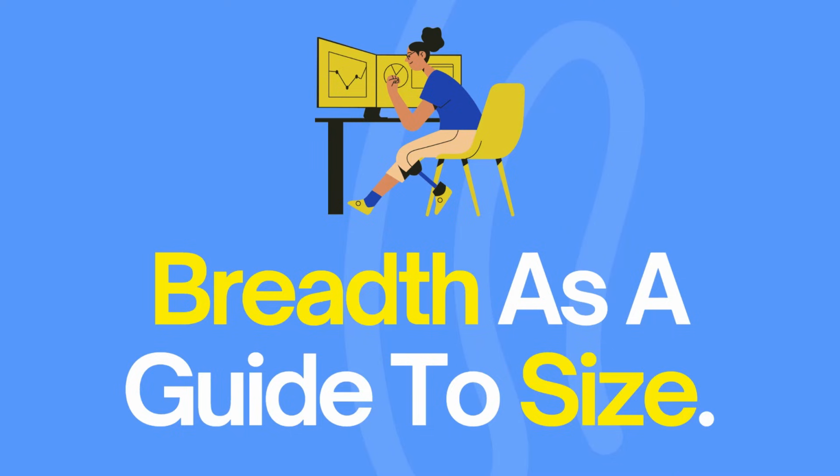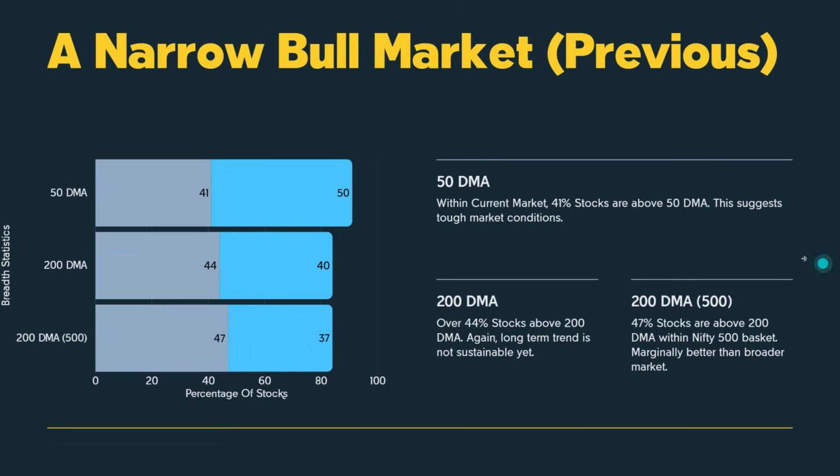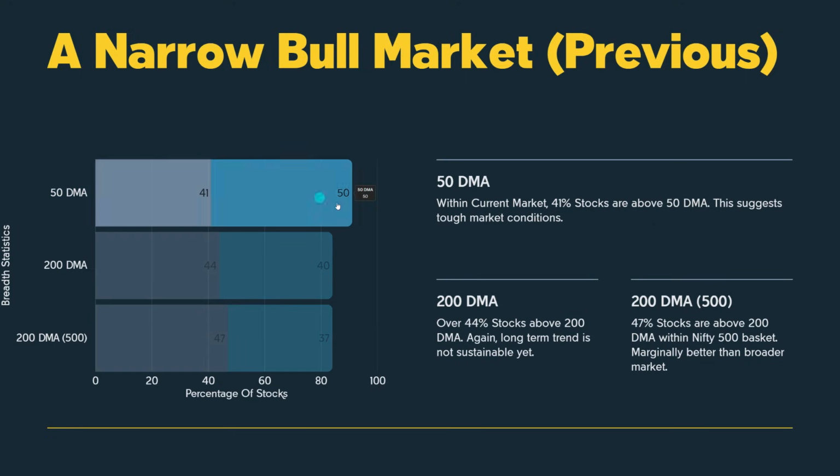The next section that we'll move on to is using market breadth as a guide to position sizing. Now, this was a chart I had shared in my previous update. In this particular chart, the number of stocks above 50 DMA were about 41%, within which 50% were well extended above 50 DMA, which told you that there were fewer opportunities in the market to trade. Similarly, 44% stocks were above 200 DMA, but out of these 44%, 40% were way too extended. Again, you could not buy extended stocks as the market breadth was really poor.